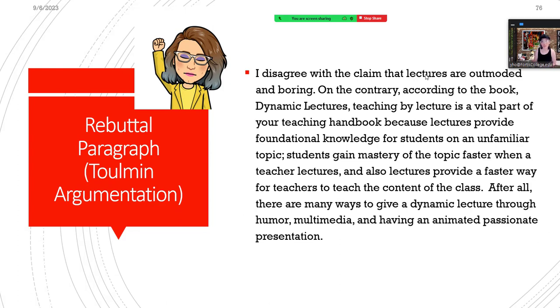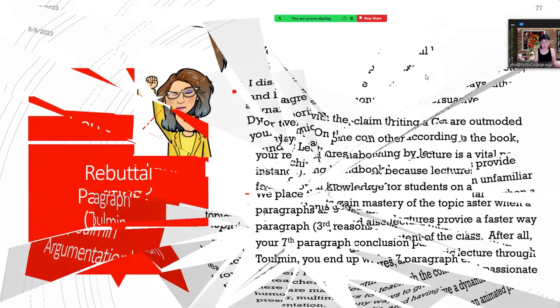I disagree with the claims that lectures are outmoded and boring. On the contrary, according to the book Dynamic Lectures, teaching by lecture is a vital part of your teaching handbook because lectures provide foundational knowledge for students on an unfamiliar topic. Students gain mastery of the topic faster when a teacher lectures, and lectures also provide a faster way for teachers to teach the content of the class. After all, there are many ways to give a dynamic lecture through humor, multimedia, and having an animated, passionate discussion.